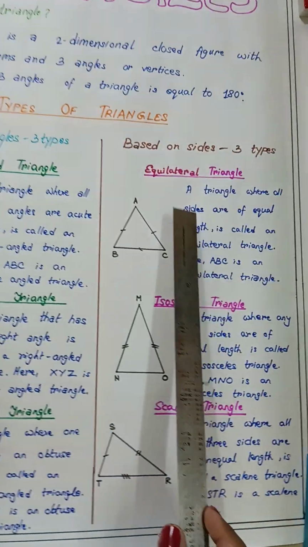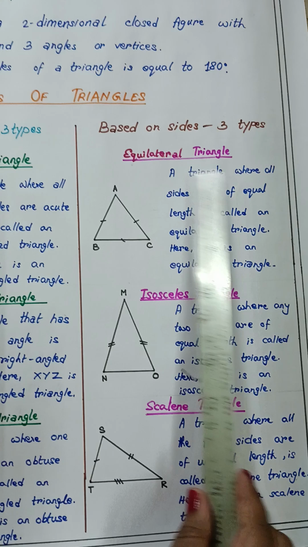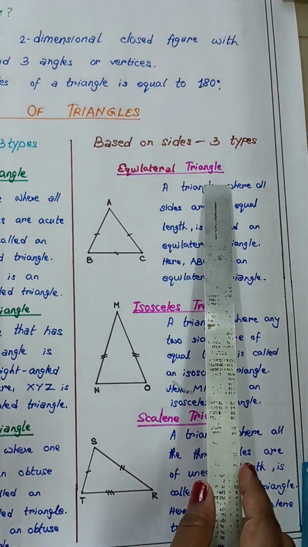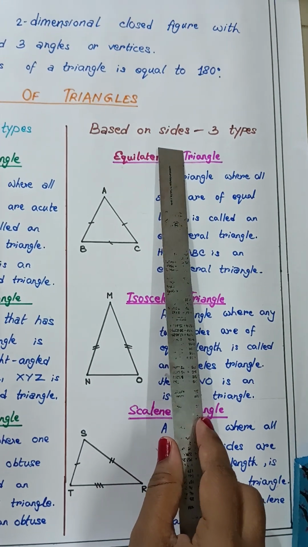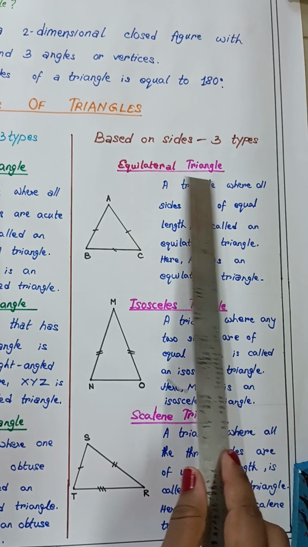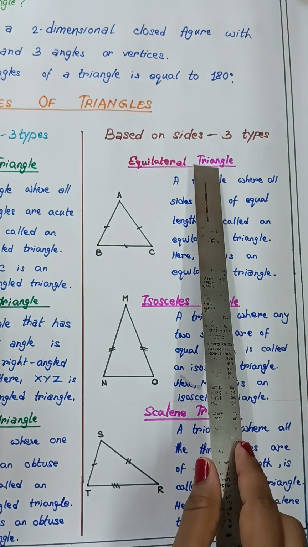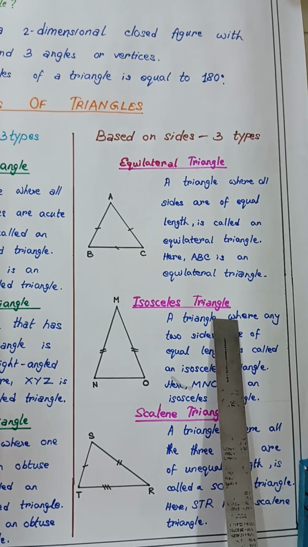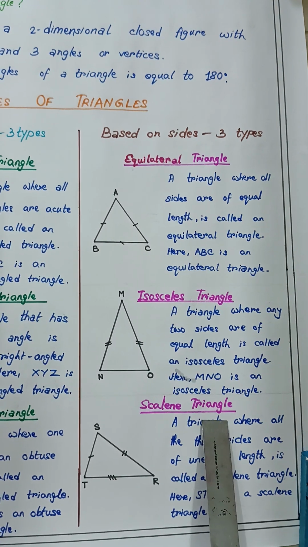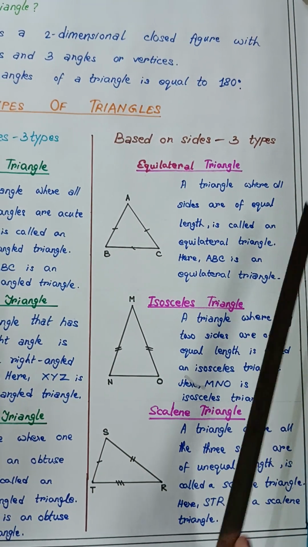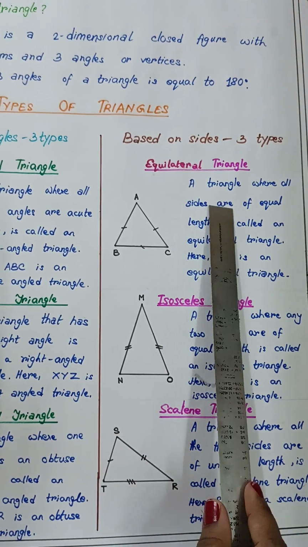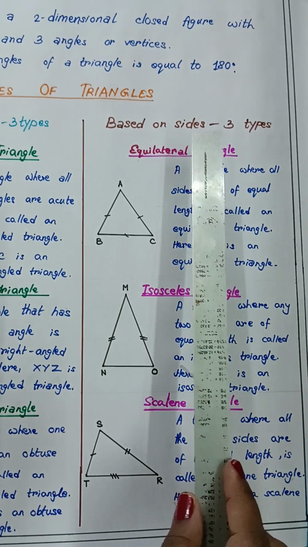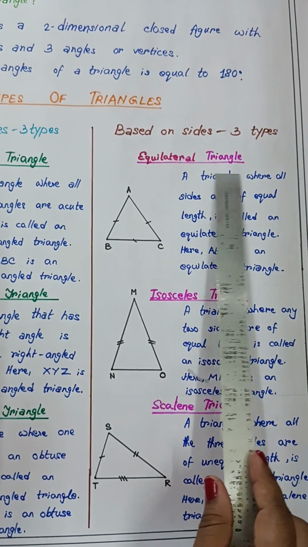Next we come to the part where the classification of triangles is done on the basis of their sides. There are three types: equilateral triangle, isosceles triangle, scalene triangle. Let me explain one by one, and you must learn these spellings by heart. So the first is the equilateral triangle.